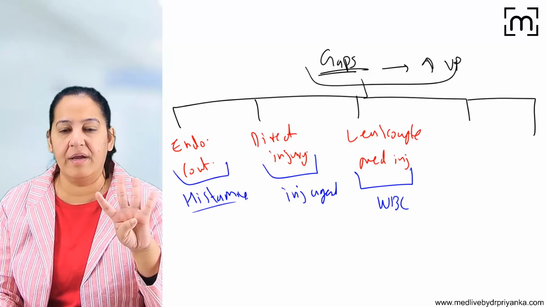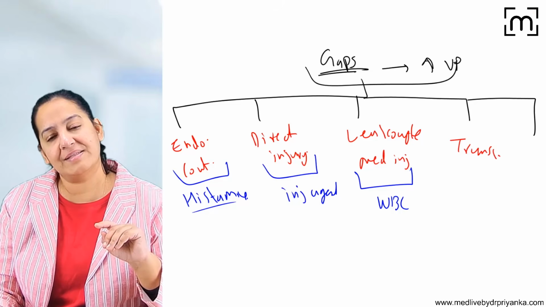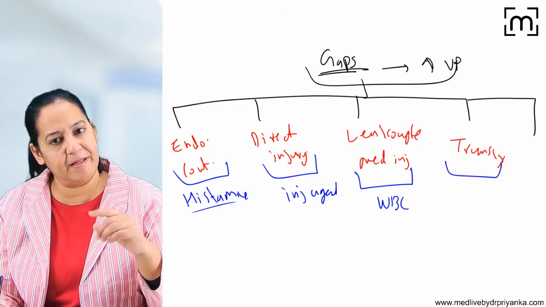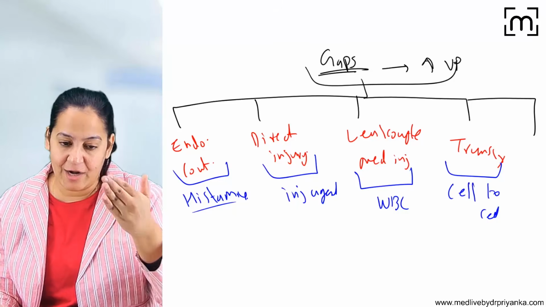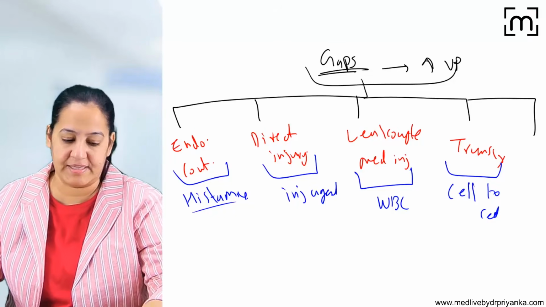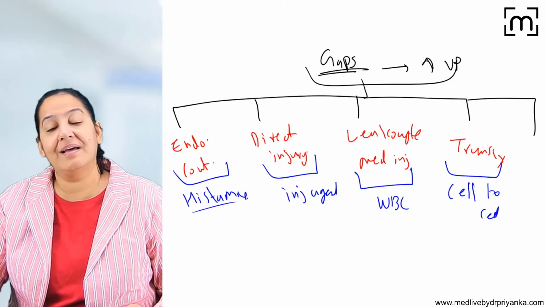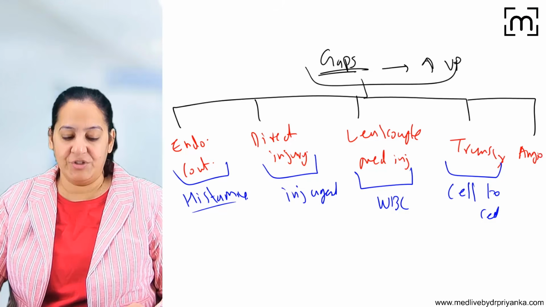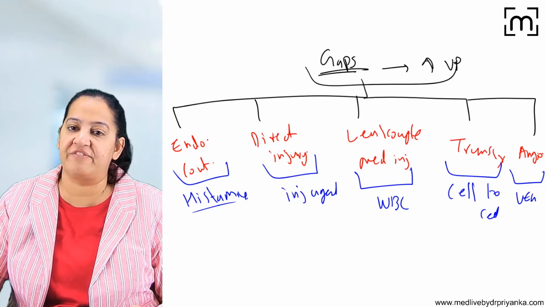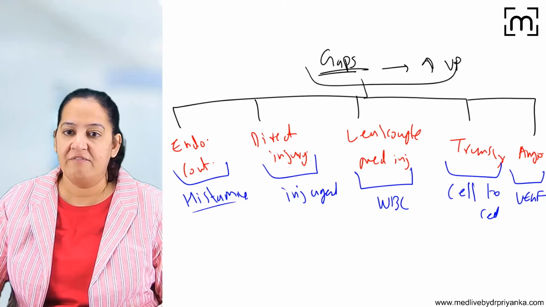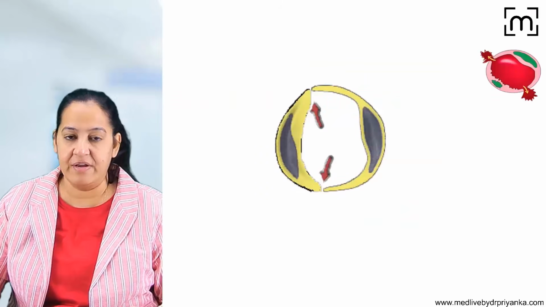The fourth one is transcytosis. Transcytosis means cell within cell. Nothing is required. No gap. It is cell to cell movement. So WBC enter the endothelium from one side and exit from the other side. And the fifth and the last is angiogenesis. Angiogenesis means new blood vessels which are already leaky. And this is due to VEGF, vascular endothelial growth factor. So that is the thing.